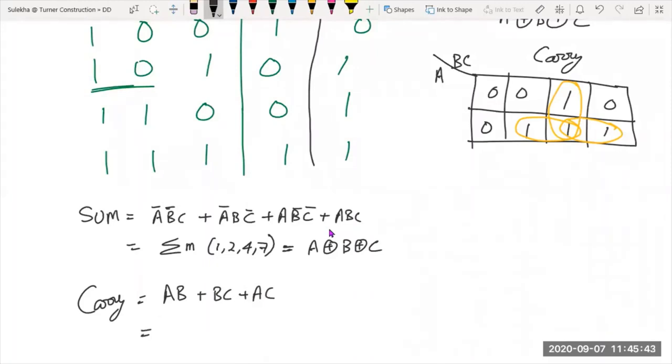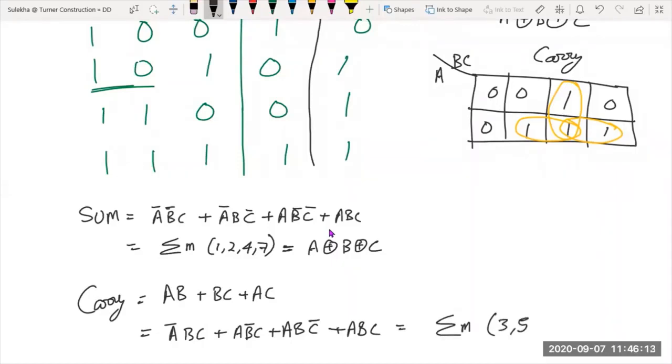This is the minimized expression. Another thing, if you write your expression without minimization, it will be a bar BC plus a b bar C plus a b C bar plus a b C. And if you want to write it in the form of min terms, it's basically summation of 3, 5, 6 and 7.